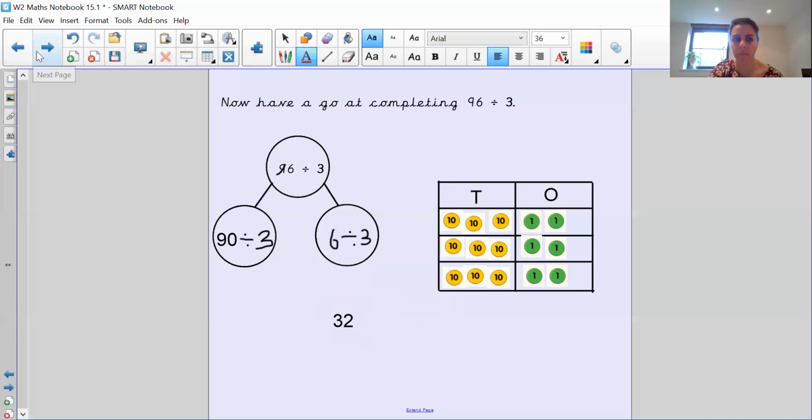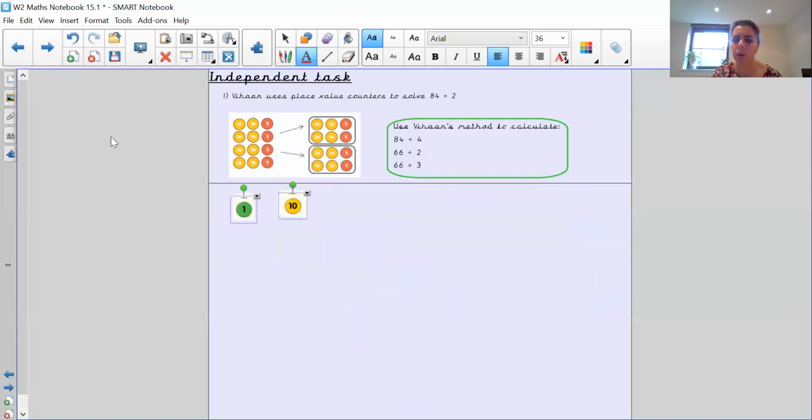Okay, let's try looking at the questions that you were asked to do at the end. I'm only going to go over one question of each of these, so that if you haven't had a chance to do it, or if you didn't understand it, you can then continue it with the other questions left over. So question 1 yesterday, it said Vihan uses place value counters to solve 84 divided by 2.